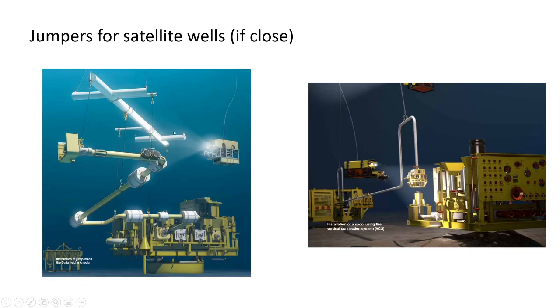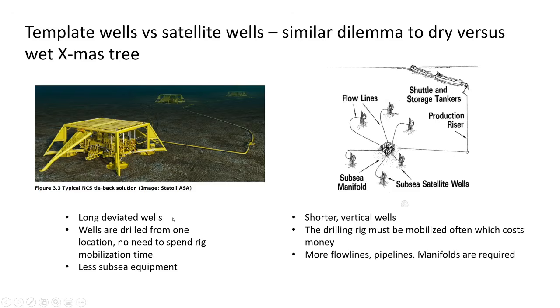For satellite wells, if they are close, you have 2 types of jumpers: the horizontal jumper and the vertical jumper. Vertical is more suitable for deep waters because it is easier to install due to gravity and weight. But the horizontal one is more used for shallower deployments.